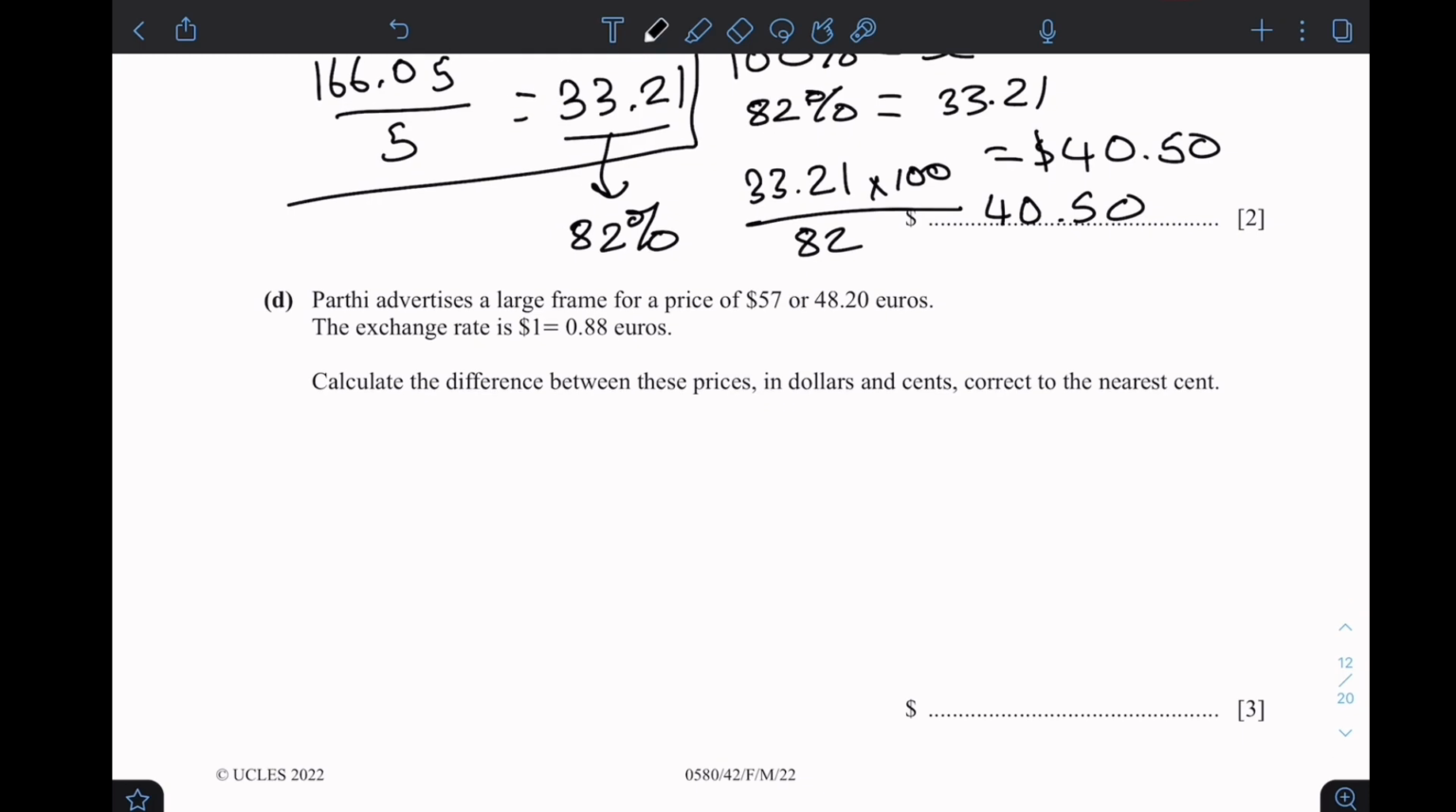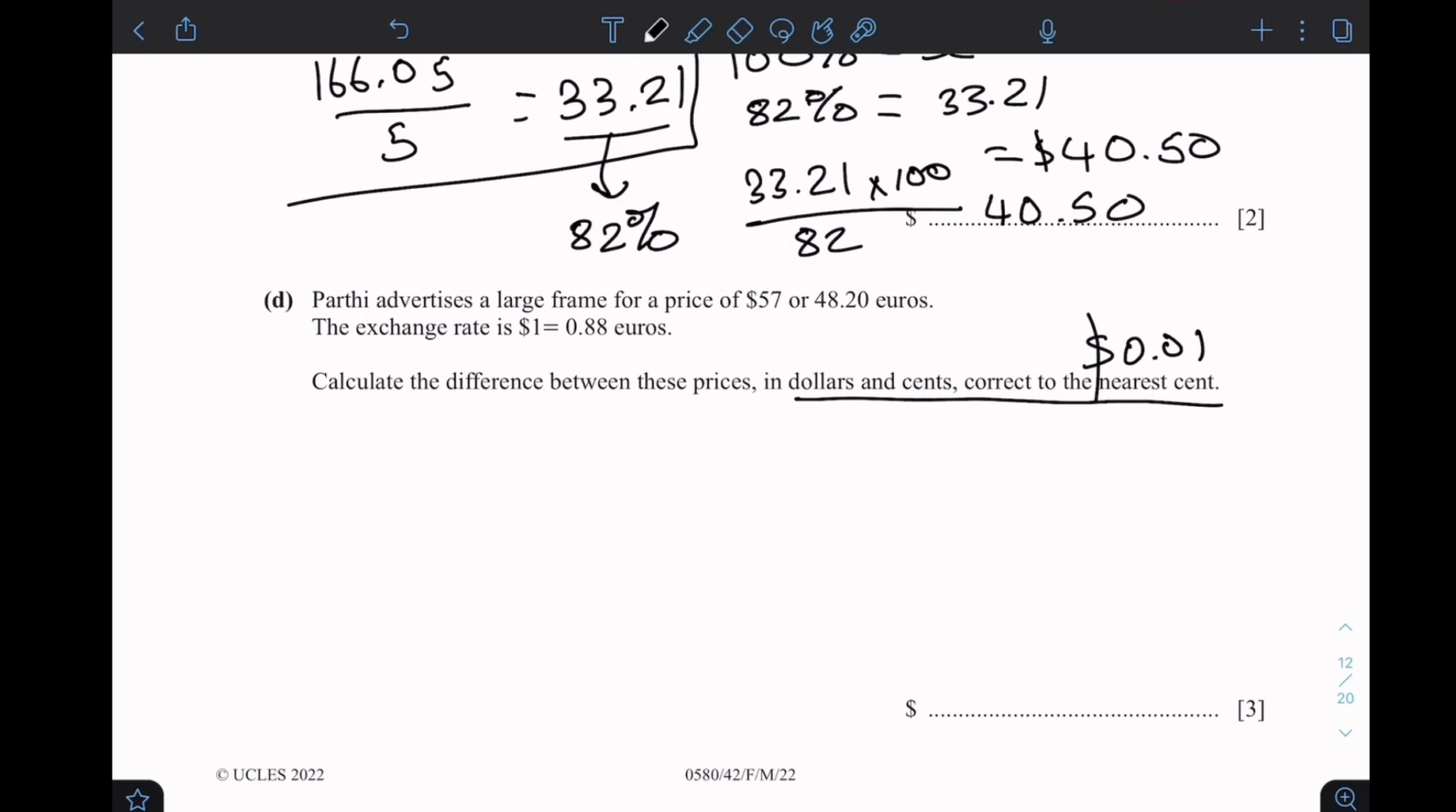So on to question D. Party advertises a large frame for a price of $57 or 48.2 euros. The exchange rate is $1 to 0.88 euros. Calculate the difference between these prices in dollars and cents, correct to the nearest cent. Nearest cent is $0.01, just noting that.